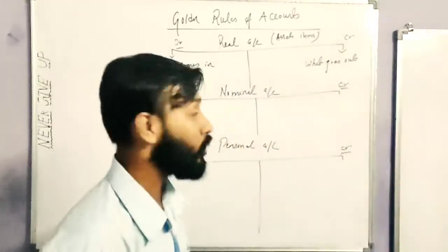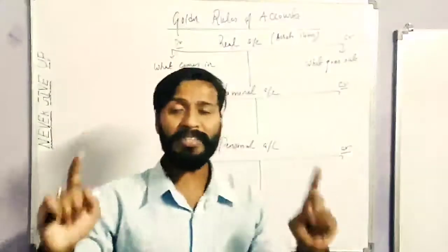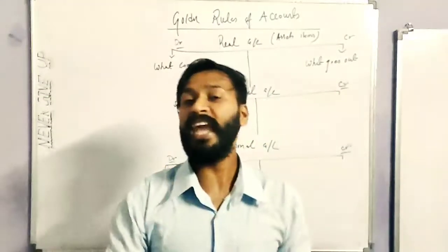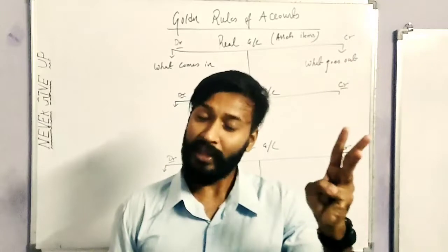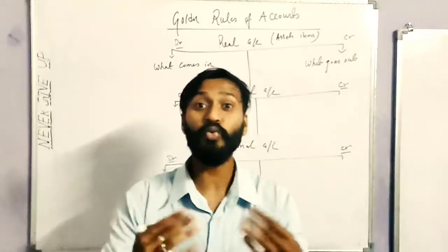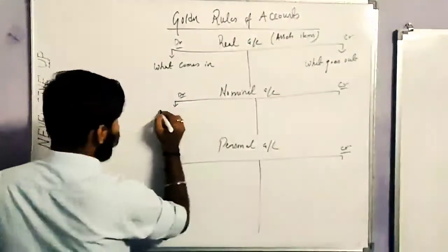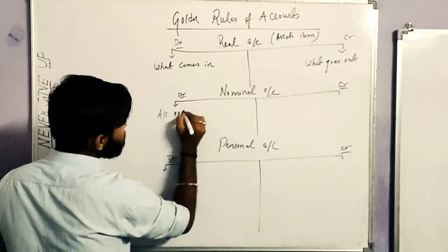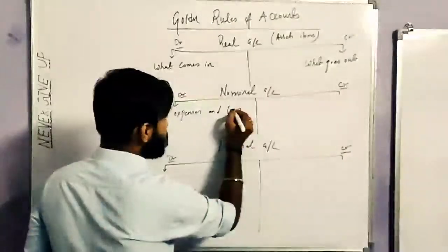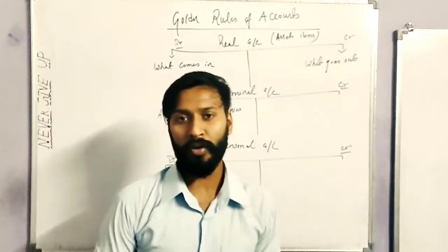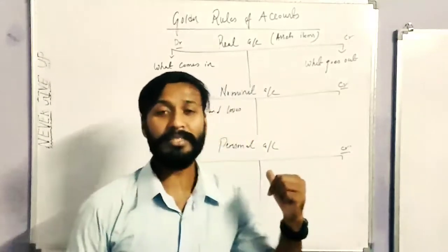Okay. Come to the next one, that is called the nominal account. What is the nominal account? All the expenses, income, losses and gains will be recorded. I repeat, in the nominal account, all the expenses, income, gains and losses will be recorded. Now what are the rules of recording under the nominal account? In the nominal account, on the debit side, that is the left hand side, all expenses and losses will be recorded. Any expense, if you purchase anything, it is your expense, so it will be recorded on the debit side.